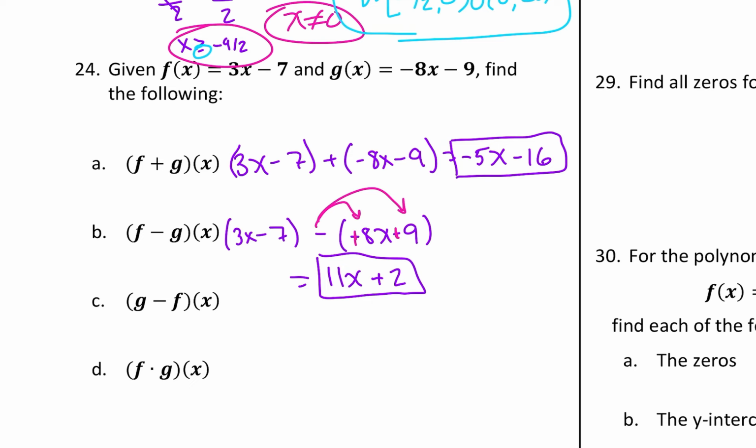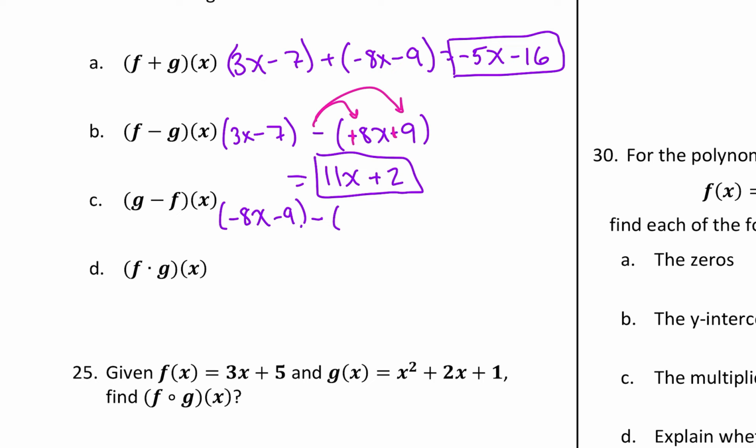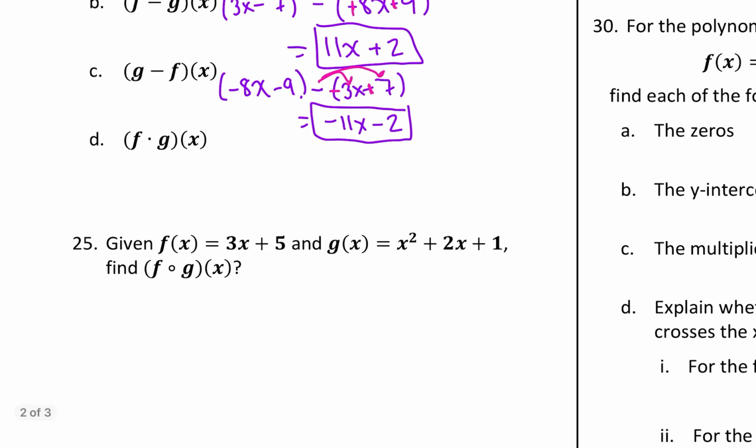Same thing here, but they did g minus f. They did it backwards. So it's going to be negative 8x minus 9 minus 3x minus 7. Again, take that negative and distribute it in. So we get negative 3x and positive 7. Negative 8x plus negative 3x is negative 11x. Negative 9 plus 7 is negative 2 and ends up being the exact opposite of the last answer, and it's supposed to do that.